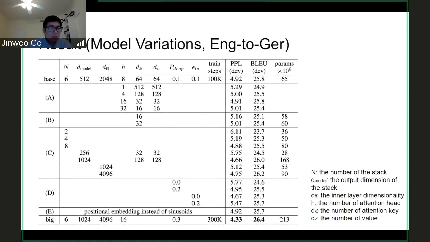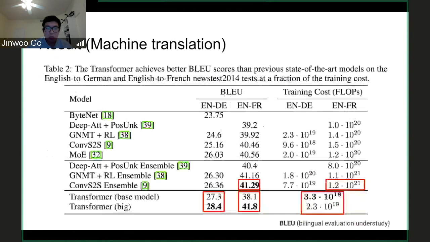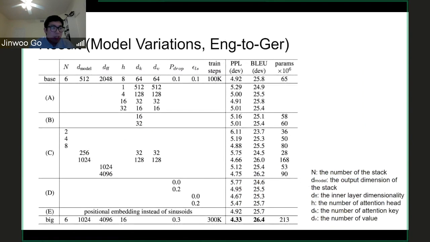And this is the result of the model variation and BLEU score. BLEU score is, as you can see here, bilingual evaluation understudy. They change the number of heads, number of keys, and the dimension of each layer, learning rate, and big models. They can check the importance of each factor.